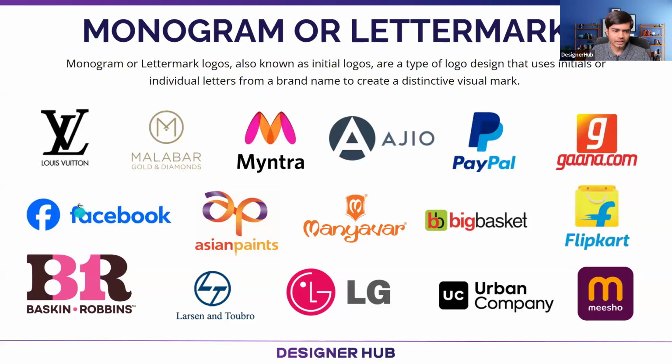Same goes with Ghana, Facebook F, Asian Paints AP. They use the letters A and P in the form of an infinity symbol. That again means nothing but growth. Manyavar, again letter M, but you can see how they have put the letter M inside a badge. They tried to take inspiration from a heart shape, because Manyavar is all about weddings, so that heart is in a very different shape. Big Basket, 2 B's inside a little green square. Flipkart, letter F.